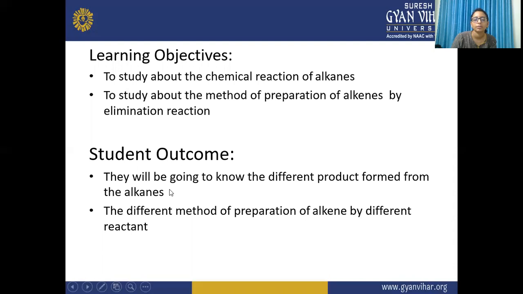From the alkane we get different products, on an industrial basis or on a lab basis, and we will study the preparation of alkene from different reactants: how the reactants react with each other to form an alkene, which is an unsaturated hydrocarbon, and how the saturated hydrocarbon, that is the alkane, reacts with a reagent and forms different products.